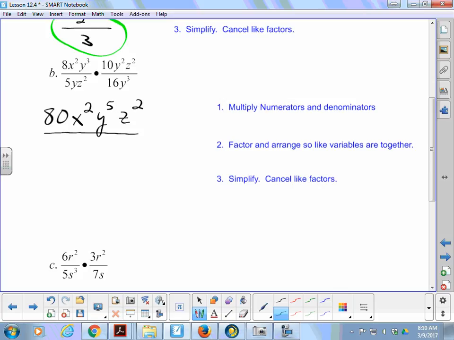All right, the denominator, 5 times 16. That's also 80. And I don't have any x's, but I have a y here and a y here. That's y to the 4th and z squared. And you see I lined them up by their like terms. So now I can cancel. The 80 goes into 80 once, so I can cross those out, and I have a 1 for each of them.